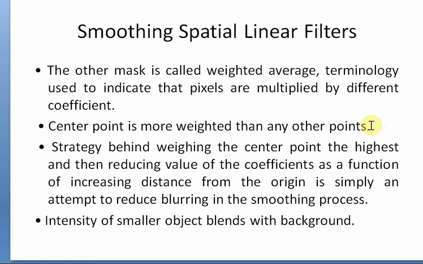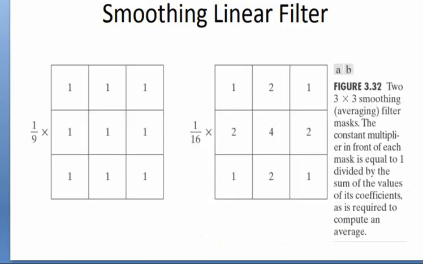So according to that you can apply the weighted average also here. The strategy behind weighing the center point the highest and then reducing the value of the coefficients as a function of increasing distance from the origin is simply an attempt to reduce blurring in the smoothing process. By doing it like this we can reduce the blurriness. The intensity of smaller objects blends with the background. Right? So here just observe the linear smoothing filters.